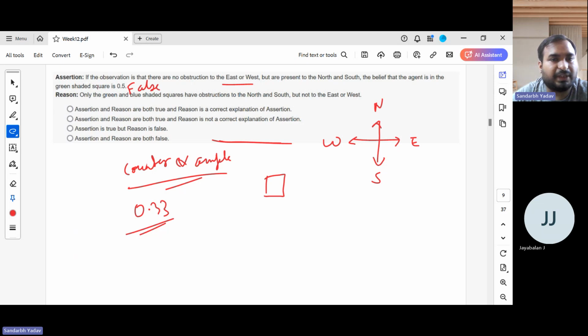Only the green and blue shaded squares have obstructions to the north and south, but not to the east and west. So again, this statement is also false because we already found a square which has obstruction to north and south, but not east and west, and it's not one of these, green or blue. So this is also false. So this means that the assertion and reason both are false. In this way, you will have to analyze the cells. There might be problems like this in exams also.